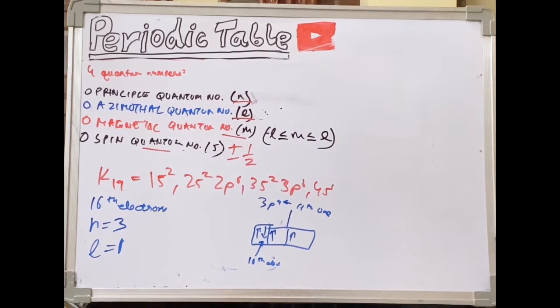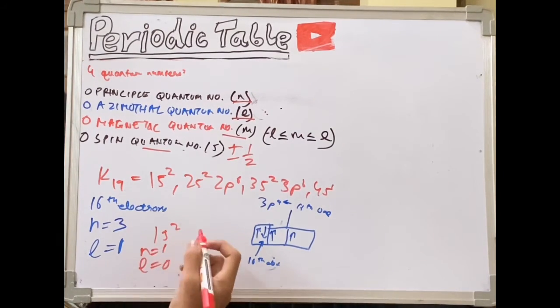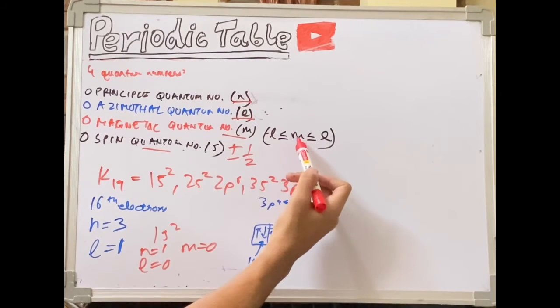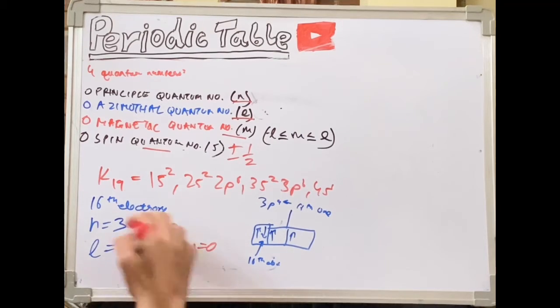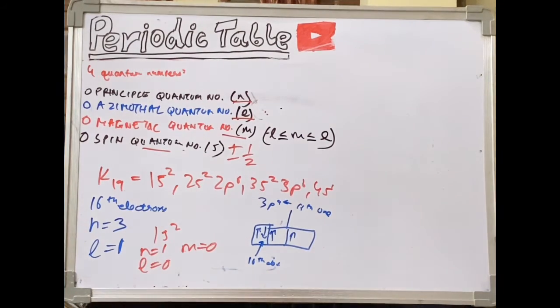But if we take 1s2, n will be equal to 1 and l will be equal to 0 for both. And m will always be equal to 0, because as we said, m should be greater than or equal to minus l, and less than or equal to l. So l will be 0 for both, m will be 0 for both, and n will be equal to 1. How do we distinguish both the electrons? By Pauli's exclusion rule, no two electrons can have the same set of quantum numbers. So one will have plus half as s and one will have minus half.